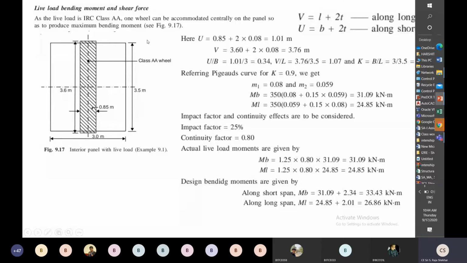So to get the maximum value of bending moment, I am placing only one track at the center of the interior panel. For getting maximum bending moment, maximum bending moment comes when we apply the load at the center of the beam. The same concept applies here on this slab: I am applying the load at the center to get maximum bending moment.